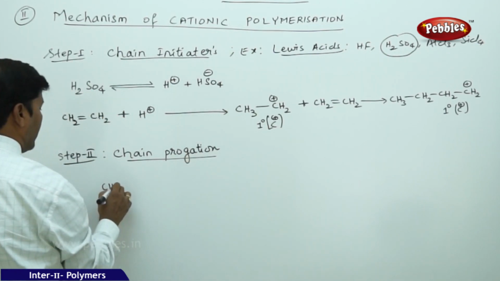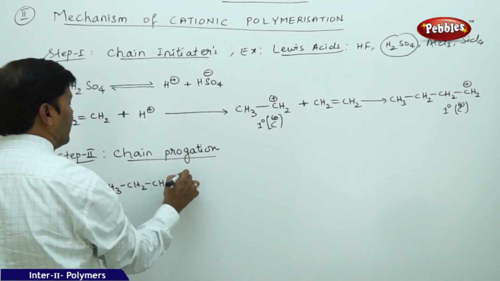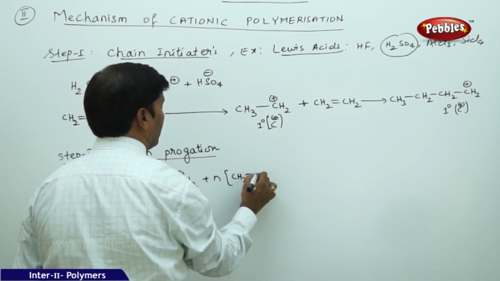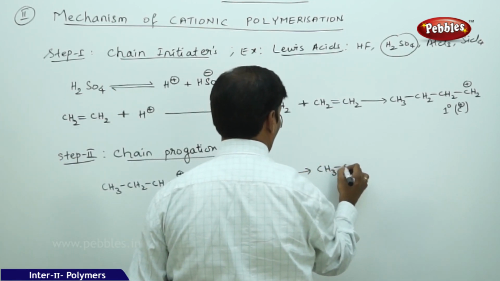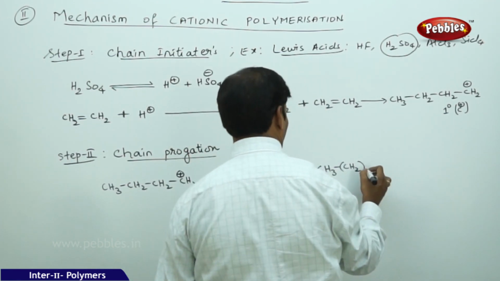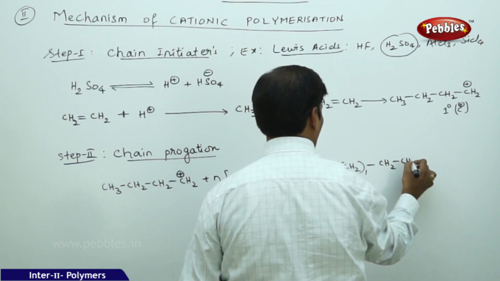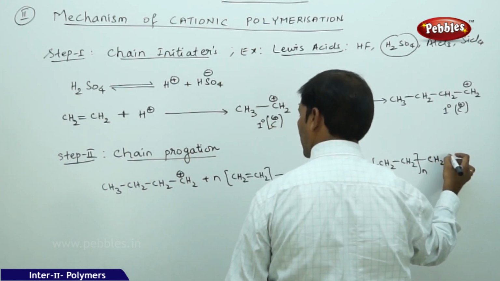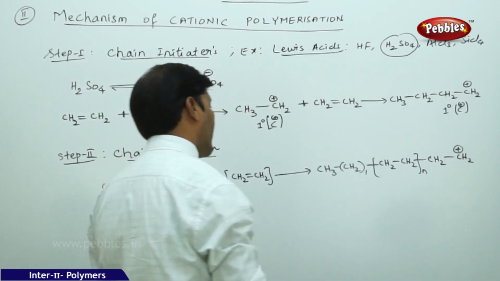In the chain propagation, CH3, CH2, CH2, single bond, CH2 plus, a primary carbocation, you add n number of molecules of ethylene or ethene. You find that here CH3, CH2 taken twice, CH2 single bond polymeric, again CH2 single bond, CH2 plus. Still it is in the carbocation stage itself.